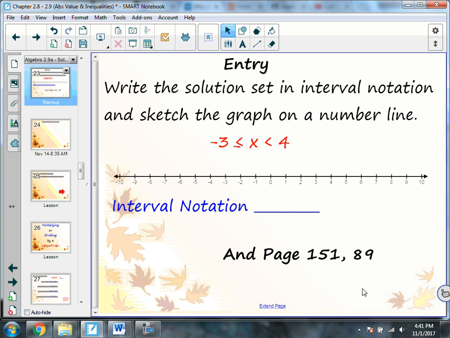So if you guys want to pause the recording so you can work on the entry problem, then I'll go to the homework question slide and then we'll get started.